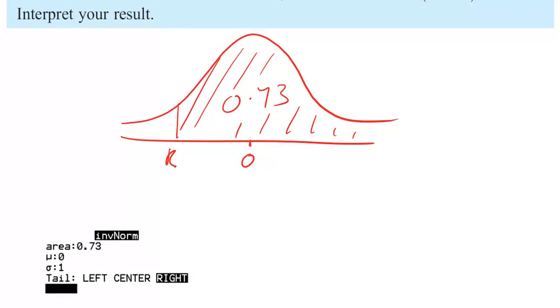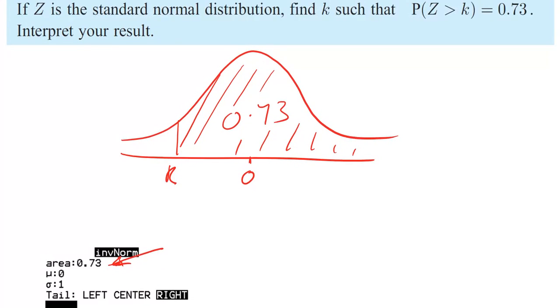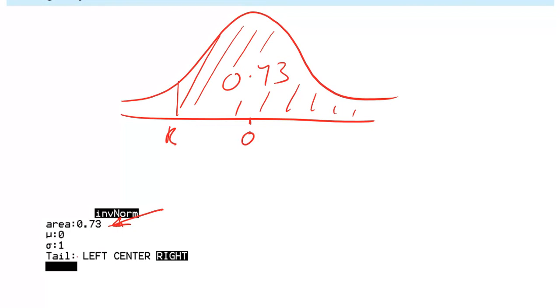Now, for this one, we need to type in some things. So we need to know the area, which is 0.73. We're given that in the question. We need to know the mean and standard deviation. Well, we're told in the question it's the standard normal distribution Z, so we know that as well. And really importantly, we're asked for the tail. We're asked if it is either to the left or to the right.